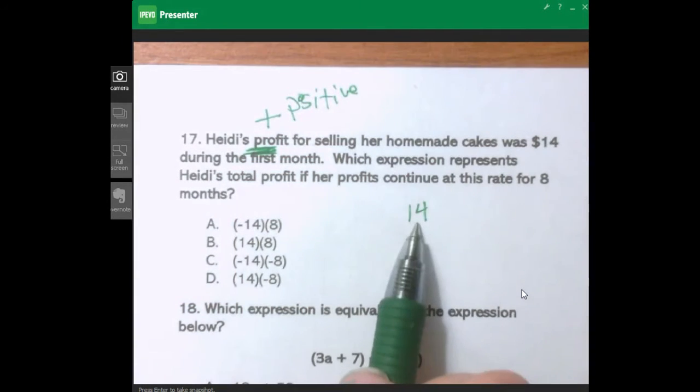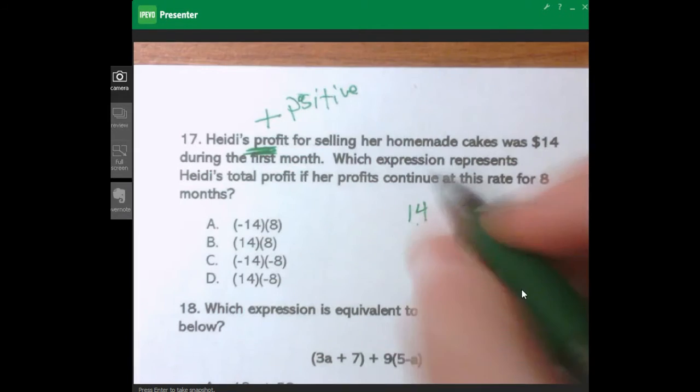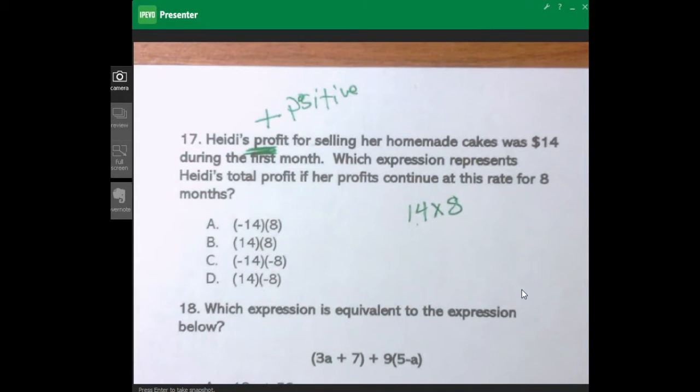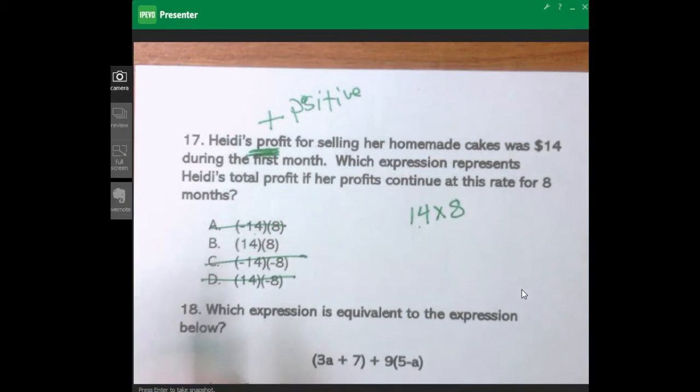So we could add 14 8 times. Or we can simply say 14 times 8. These are both positives. So anywhere that I have a negative, I can rule that out. And we're left with 14 times 8.